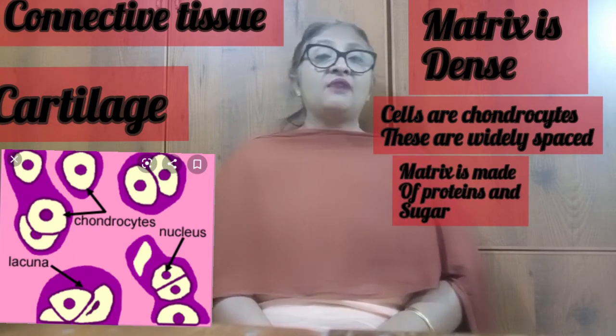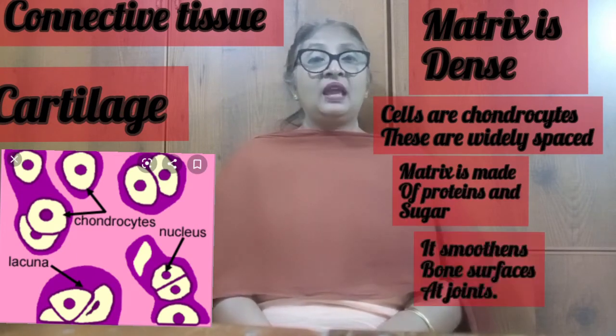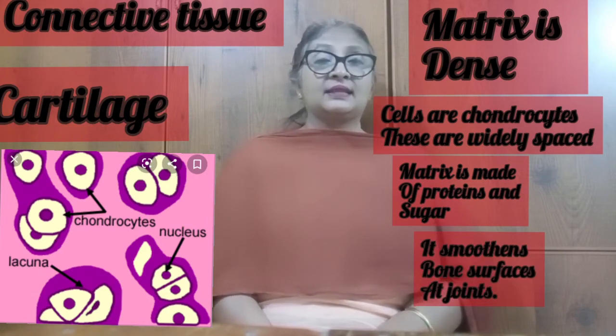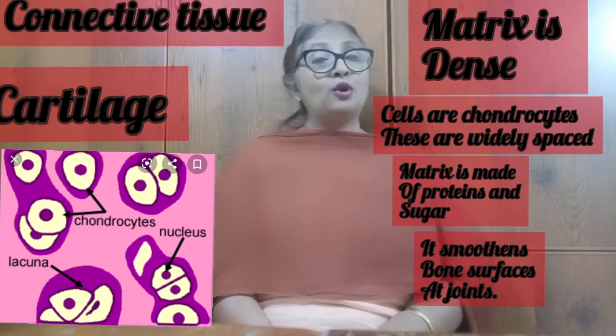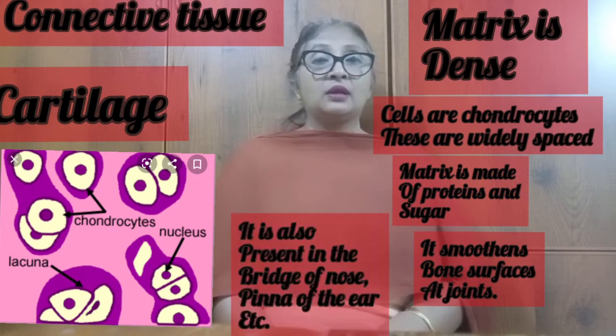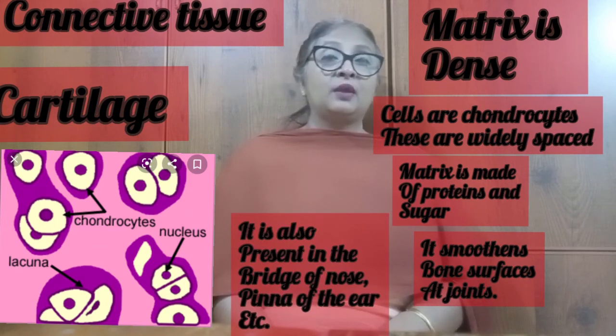The function of cartilage is it smoothens bone surfaces at joints. Not only that, it is found in the bridge of the nose and the pinna of the ear, also in the trachea and the larynx.